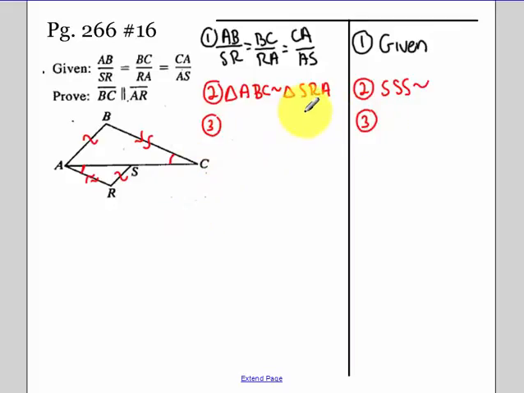Okay, so now that I have my triangles similar, I can say, I'm going to name that angle 1, and name that down there angle 2. Angle 1 is congruent to angle 2 by corresponding angles of similar triangles are congruent. And remember, that's an acronym that I made up.